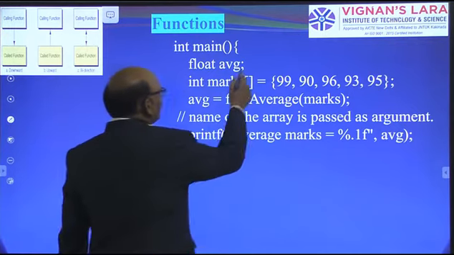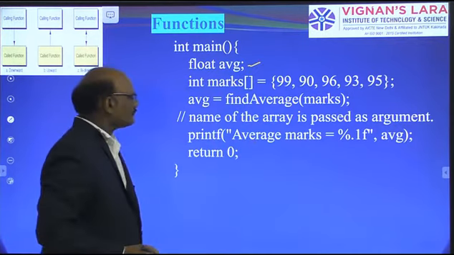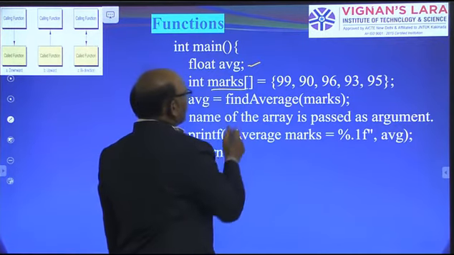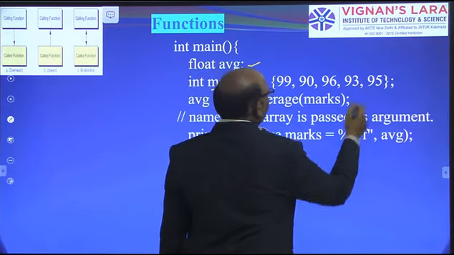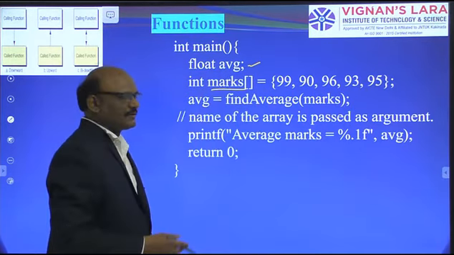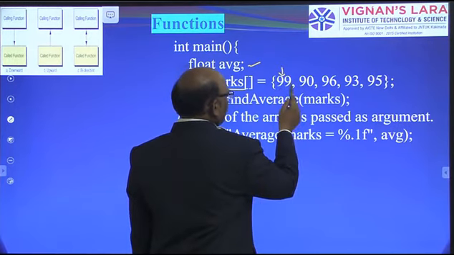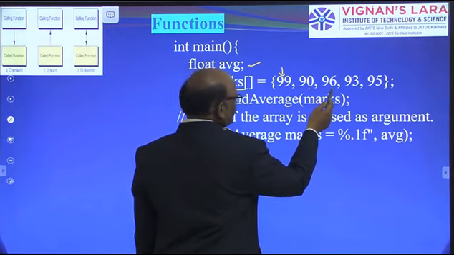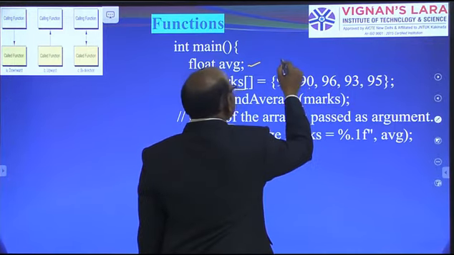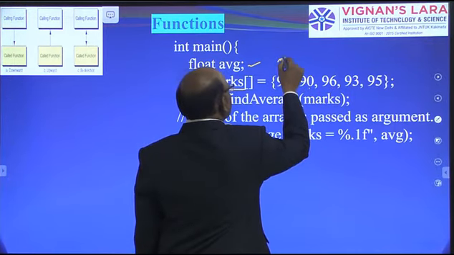First I am declaring average. Then the marks array I am taking, which consists of 5 elements. Marks of 5 students. First student marks 99. Second student marks, third student marks, like that. So this is the first student's marks.